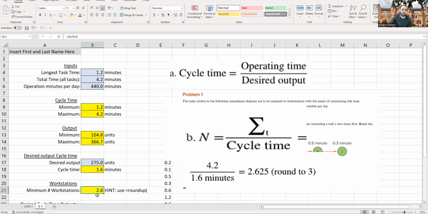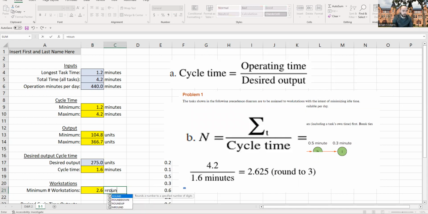You always round up. So to do that, instead of just writing equals this divided by this, I'm going to use an equals roundup formula at the beginning of my formula. If you want to do this in 2 steps, find this number first and then do equals roundup and click on this. We're rounding up to the nearest whole number, not the nearest decimal place. So you hit round up, click on the number, comma 0. 0 is 0 digits. We want a whole number. We'd get 3. So 2.6 rounds up to 3.